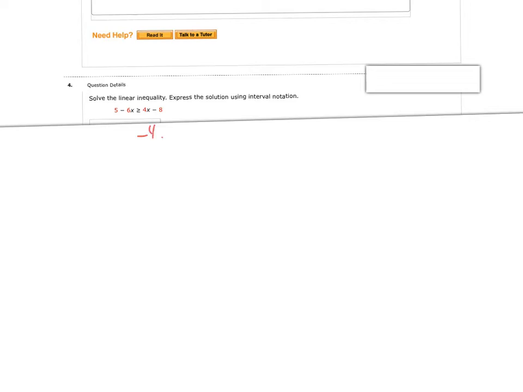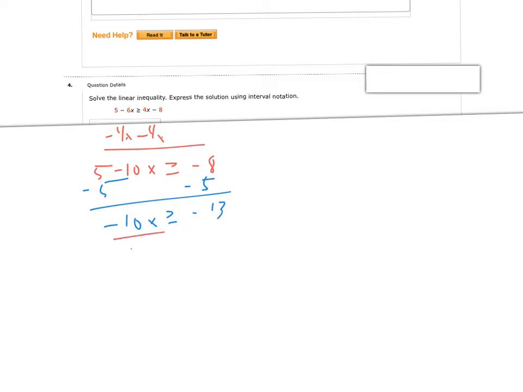All right, next one here, we're just going to isolate x. I'm going to subtract 4x over to the left-hand side. I always like to isolate my variables on the left side of these inequalities. So I'm going to do that. That'll be negative 8. Okay, so then I'm going to subtract 5. So I get negative 10x is greater than or equal to negative 13. And then I'm going to divide by negative 10, which if you divide by a negative means you got to flip it. So less than or equal to 13 over 10.